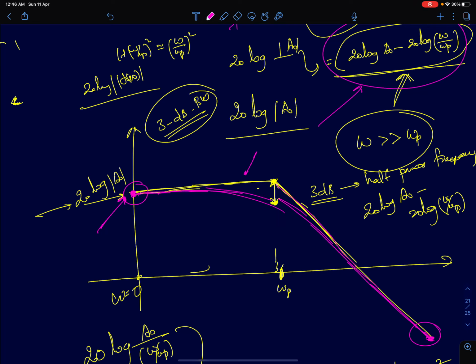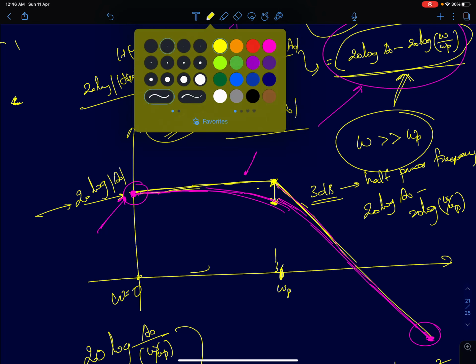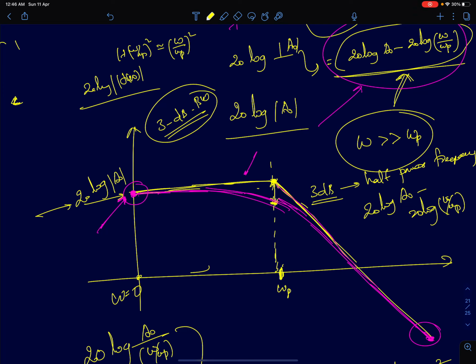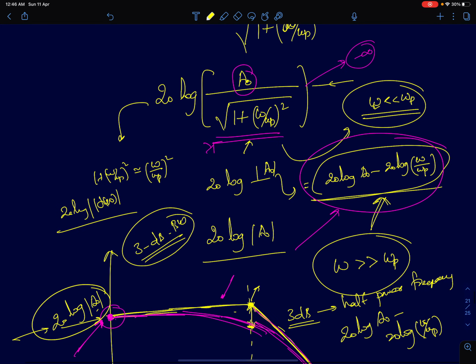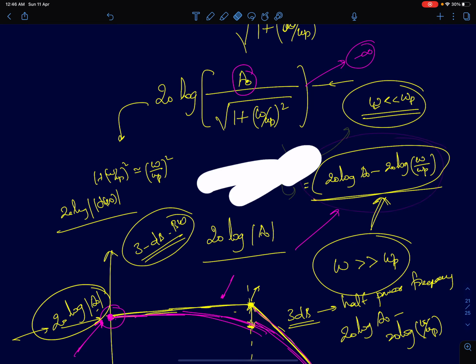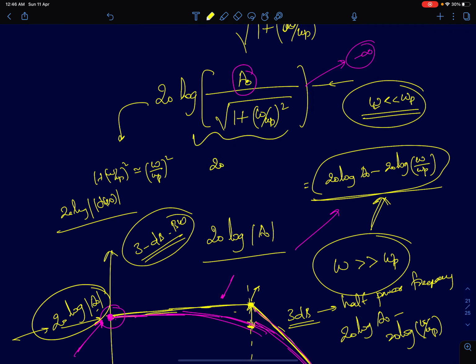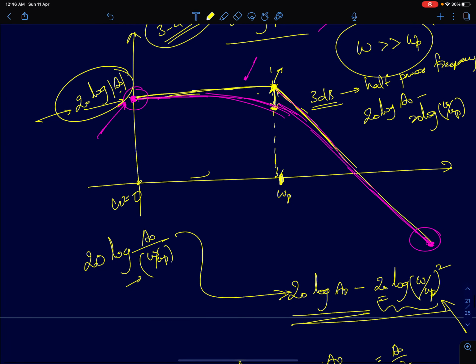So the actual graph, here if you see, we have drawn the graph intersecting at omega equal to omega p. The value here looks like it is 20 log a0, mod a0. But in an actual bode plot, in an actual frequency response plot, if you calculate the value at omega equal to omega p, this value will be 20 log of a0 upon root 2. Which is 20 log a0 minus 20 log root 2, which will be 20 log a0 minus 3 decibels. The gain actually reduces by 3 decibels at this point. So this value difference will be 3 decibels.